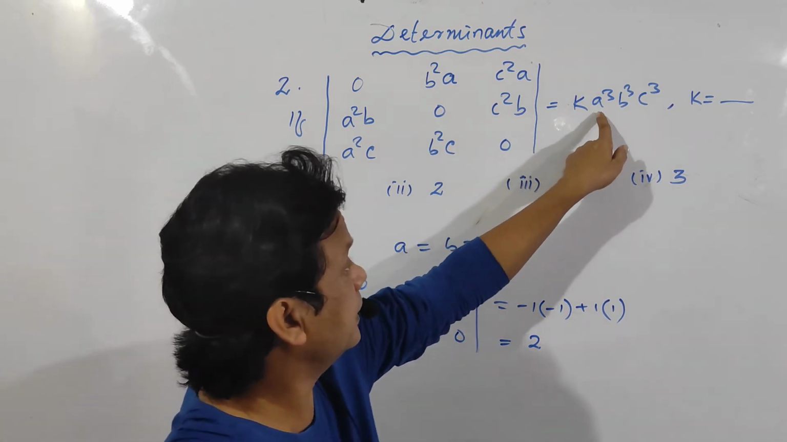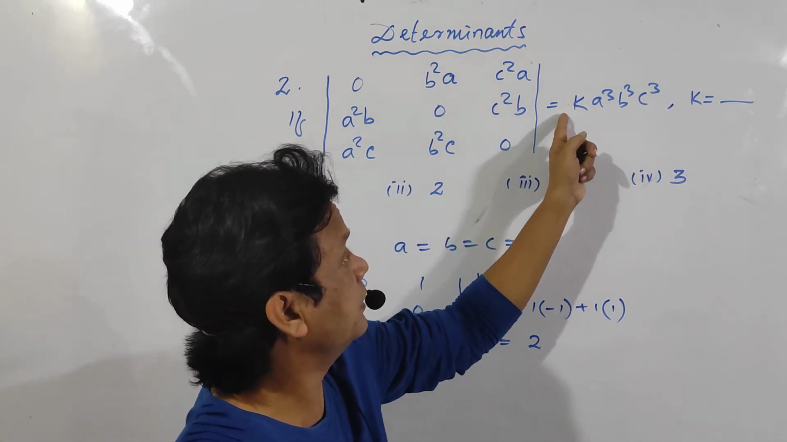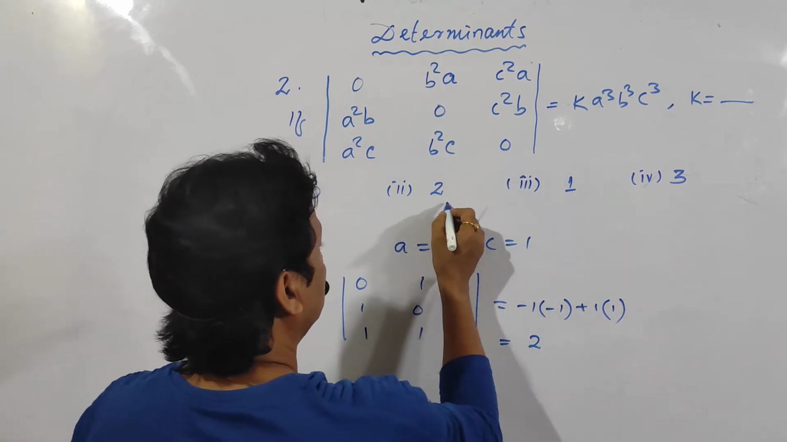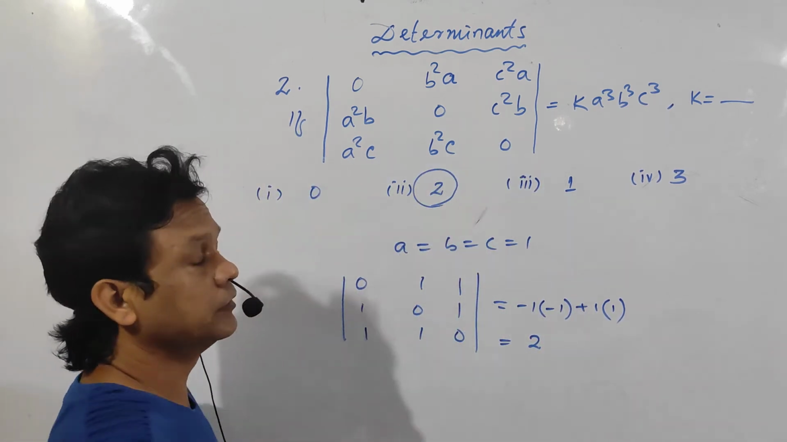Let us put on the right hand side a equal to b equal to c equal to 1. The right hand side becomes k and the left hand side becomes 2, so k is equal to 2. So this is the answer. Clear?